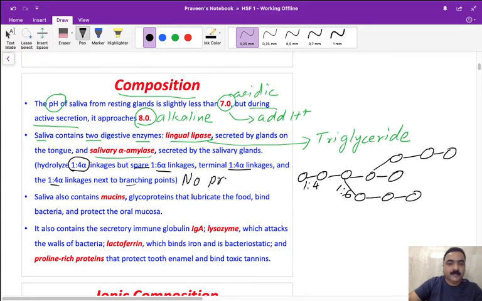The saliva does not have a protein-digesting enzyme, so there is no protein digestion in the mouth. That's why you can see the protein staying back in the mouth for a longer duration.